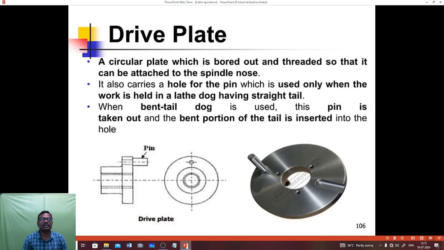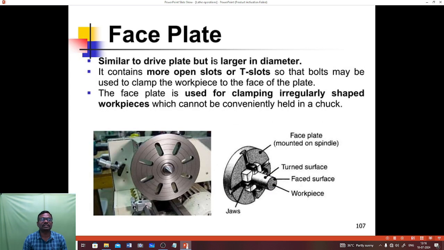Drive plate, a circular plate which is bored out and threaded so that it can be attached to the spindle nose. It also carries a hole for the pin which is used only when the work is held in a lathe dog having a straight tail. When a bent tail dog is used, this pin is taken out and the bent portion of the tail is inserted into the hole. Face plate is similar to the drive plate but larger in diameter.